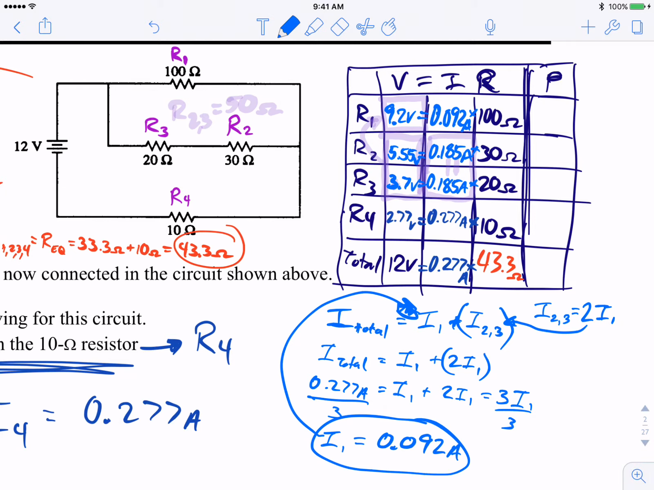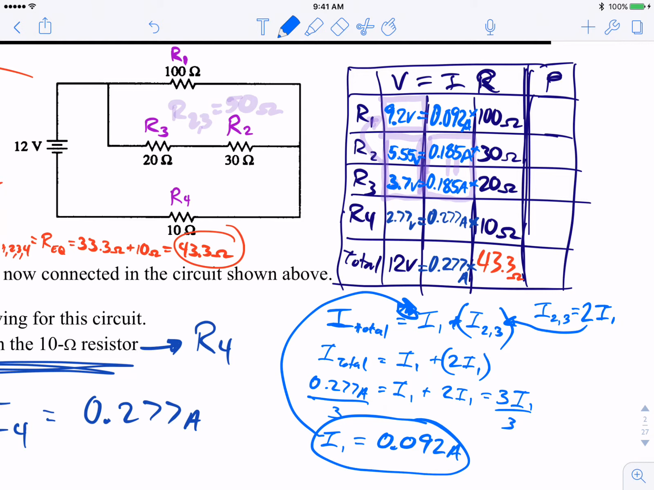And then to double check what we highlighted in purple earlier, the 5.55 volts plus the 3.7 should add up to equal the 9.2 that we had earlier. And with a little bit of rounding going on, they do add up. So that's good. And then 9.2 plus 2.77 should add up to be 12. 9.2 plus 2.77 adds up to 11.97, but we've had some rounding going on. So that does basically add up to be 12. So we can verify that we've done everything correctly along the way.